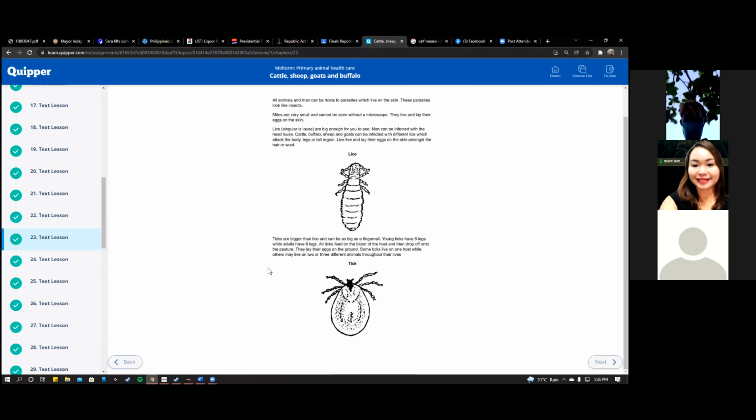So next, ticks are bigger than lice and can be as big as a fingernail. Young ticks have 6 legs while adults have 8 legs. All ticks feed on the blood of the host and drop onto the pasture. They lay their eggs on the ground. Some ticks live on one host while others may live on 2 or different animals throughout their lives. So this is the kind of parasite, ticks, that is mostly seen on dogs.